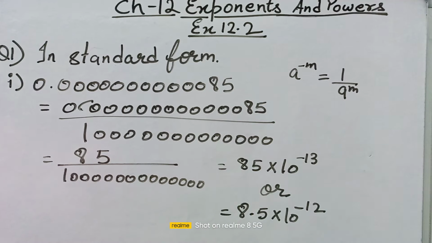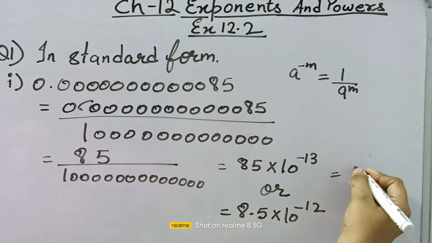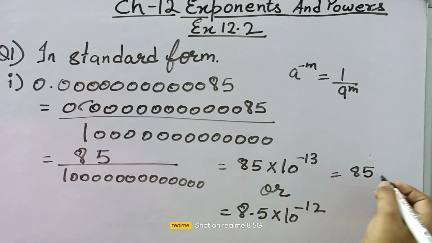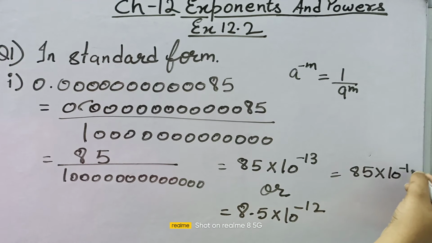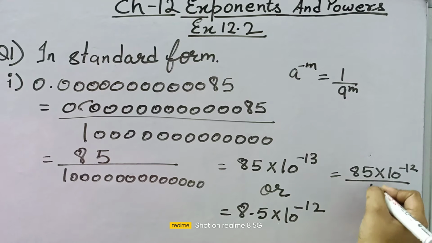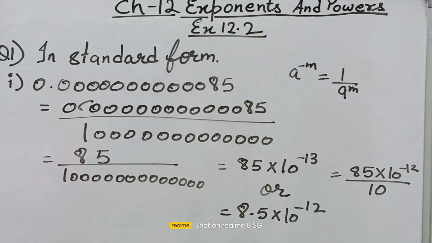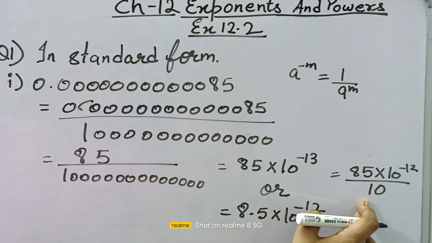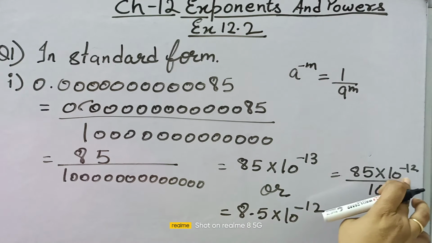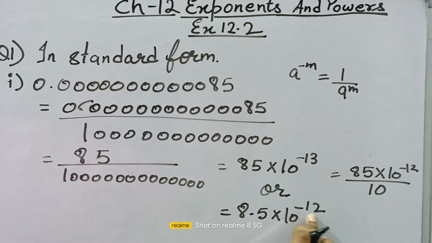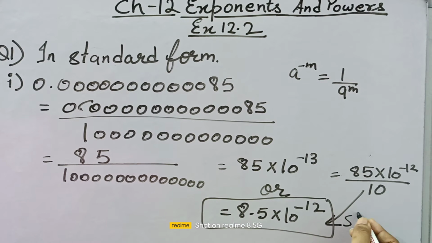So if I am taking 10 from it, that will also go in the denominator only. So I had written it as 85 multiplied with 10 raised to the power minus 12, and I left this 10 in the denominator. Now I divided this 85 by this 10, so it becomes 8.5, and the rest is multiplied with 10 raised to the power minus 12. So it becomes this. So this is your standard form for this given number. Hope it is clear to you.